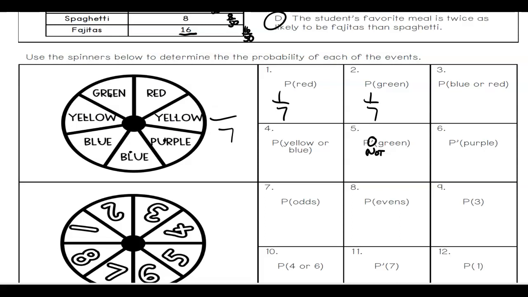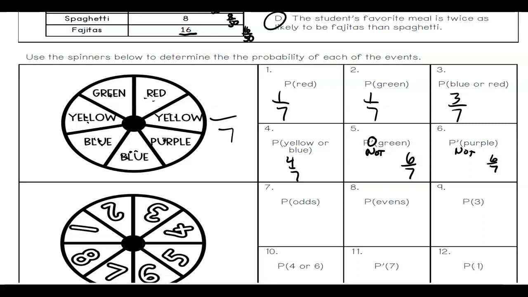Probability of blue or red. So there's 1, 2, 3 blue or red, so 3 out of 7. Probability of yellow or blue, 1, 2, 3, 4, 4/7. Probability of not green, so there's only 1 green, so 1, 2, 3, 4, 5, 6 other options, 6/7. Probability of not purple, there's only 1 purple, so again, 6/7.